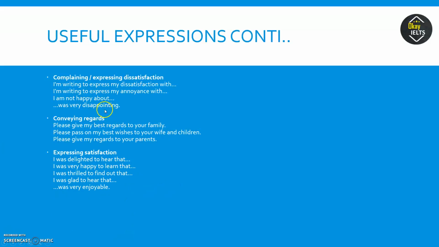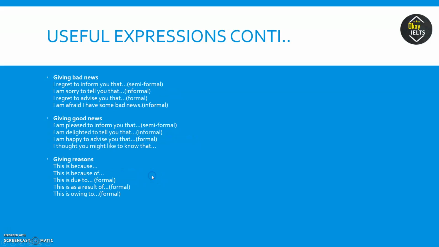Okay. Next, we have complaining or expressing dissatisfaction. I'm writing to express my dissatisfaction with, and then the next statement you'll get from the problem or the questions given to you. I'm writing to express my annoyance. Conveying regards: Please pay my best regards to your family. Please give my regards to your parents. Expressing satisfaction: I was delighted. I was very happy. I was thrilled. This is how you can use them. If you use these phrases, there will be a high chance for you to get a good band score.